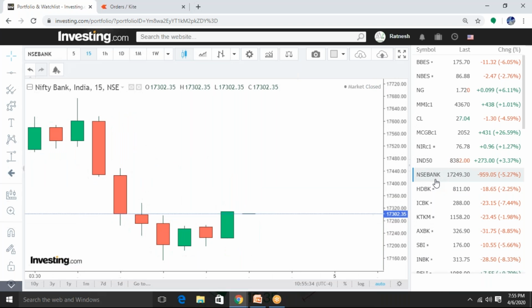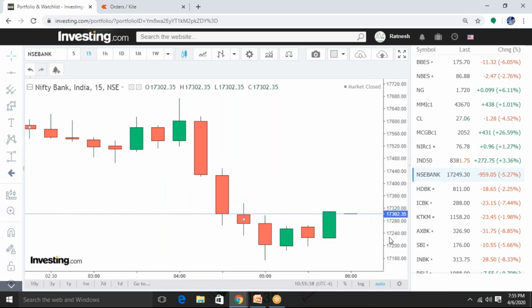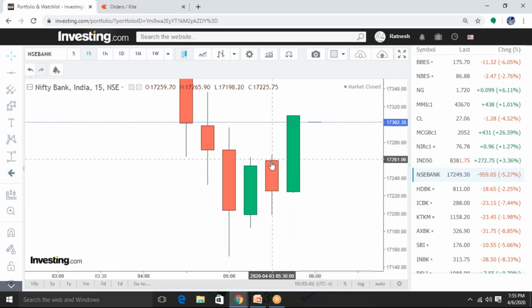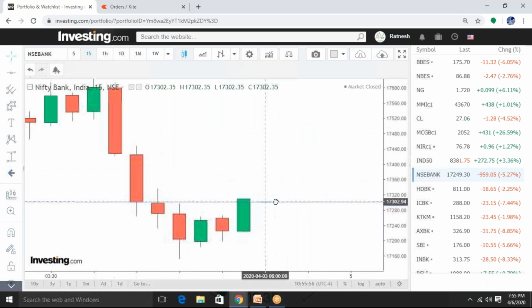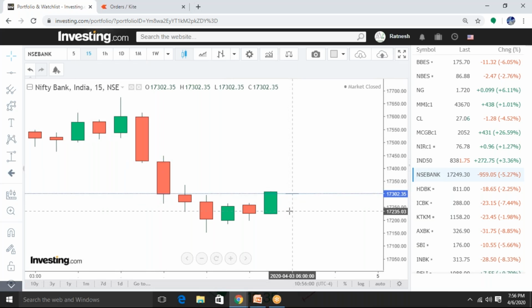And this is the Bank Nifty chart, for example. This is 15 minute. Which pattern? This is a piercing pattern, and the confirmation candle comes right at this level. So it is possible there is a gap up opening next day.